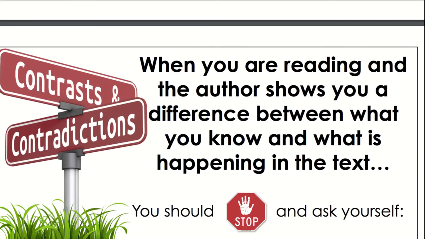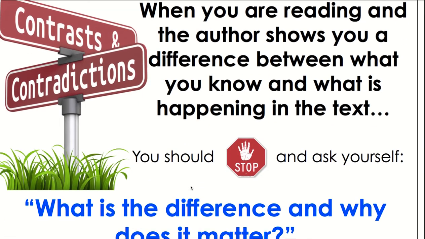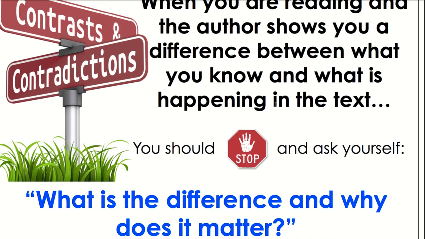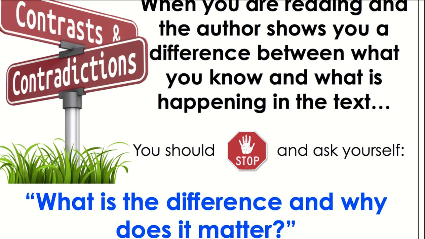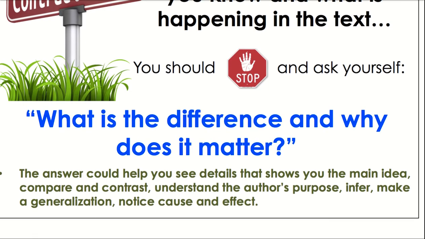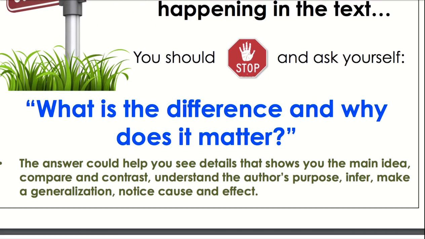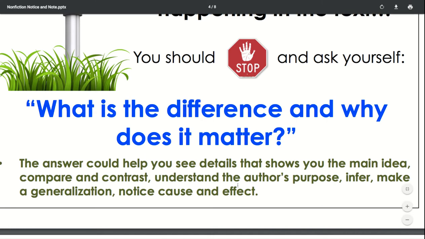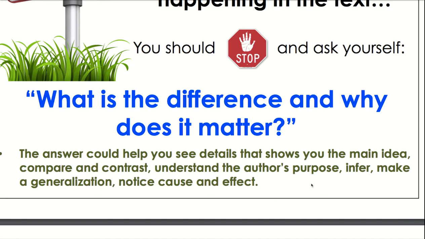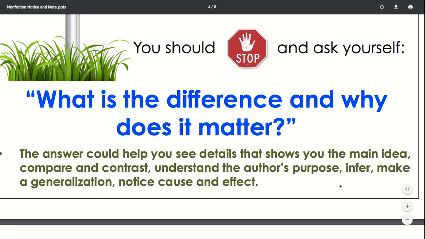Okay, so contrast, contradictions. When you're reading and the author shows you a difference between what you know and what is happening in the text, stop and ask yourself, what is this difference? Why does it matter? And this is where you should be taking notes in the margins. Okay, and I'm going to show you a way that you can annotate notes. The answer could help you see details that show the main idea, compare and contrast, understand the author's purpose, infer. Infer is like to come to a logical conclusion.